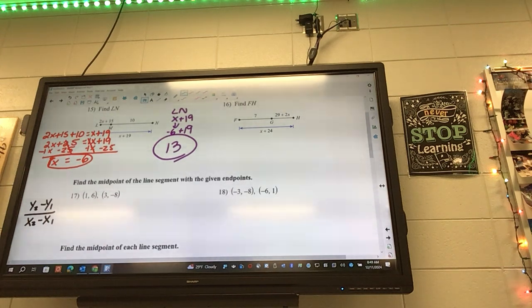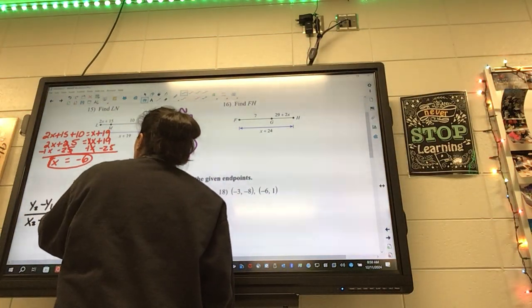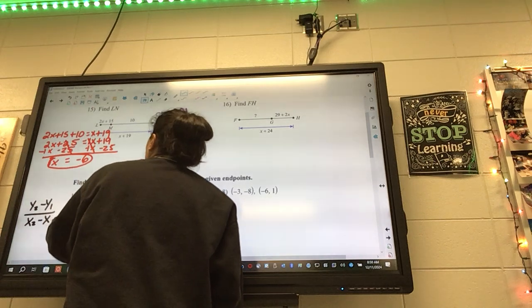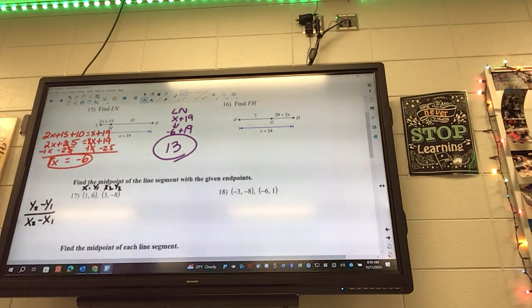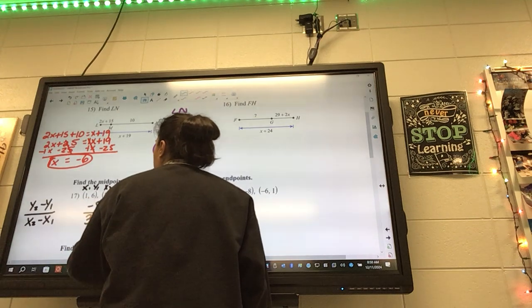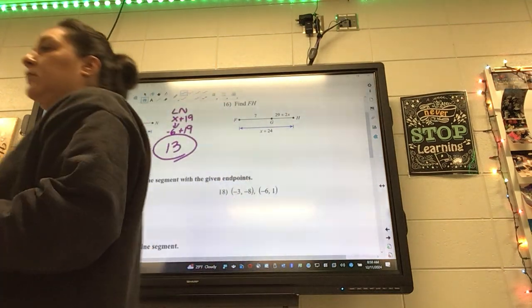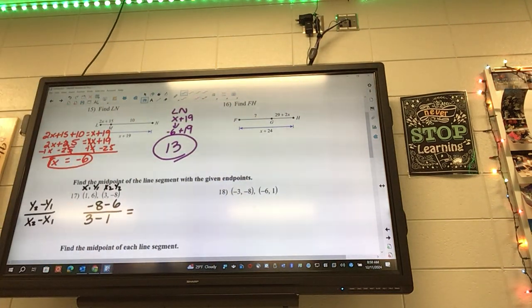We can go ahead and label x1, y1, x2, y2. So I'm going to say y2 minus y1. So negative 8 minus 6 over 3 minus 1. Negative 7. Type that in your calculator, see what you get. Negative 7?